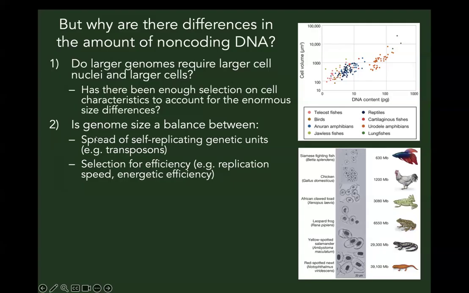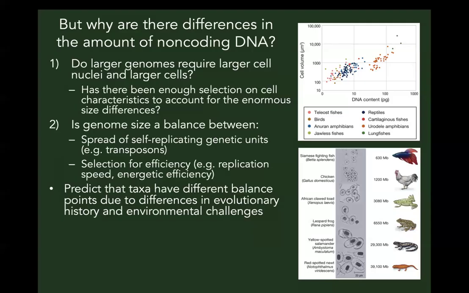Second hypothesis for why there's big differences in the amount of non-coding DNA amongst groups. The genome size that each of them has could just be the product of a balance between a couple different things that are happening. One is the spread of self-replicating genetic units, so transposable elements or transposons, which might be trying to make the genome bigger and bigger and bigger. But then on the other side, there could be selection for efficiency. So, trying to replicate your DNA quickly, and not wasting a lot of ATP in the process of managing all that DNA. So you could have a push and pull between things that are trying to make the DNA bigger and things that are trying to make the DNA smaller.